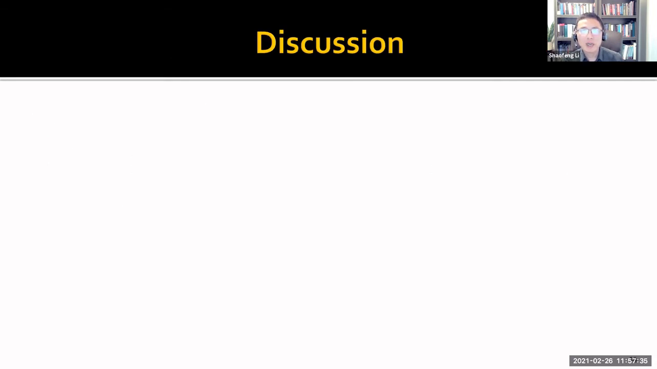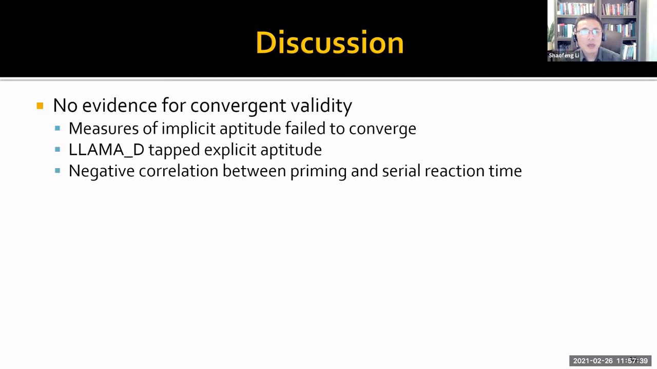Okay, moving on to discussion. So what do we make of the results? Well, first of all, there was no evidence for convergent validity. This is because the three measures of implicit aptitude did not converge. They did not load on the same factor. Actually, lemma D loaded on the same factor as the three measures of explicit aptitude.